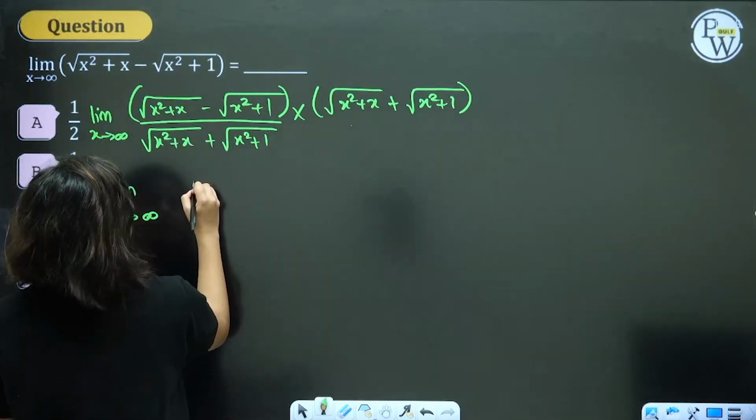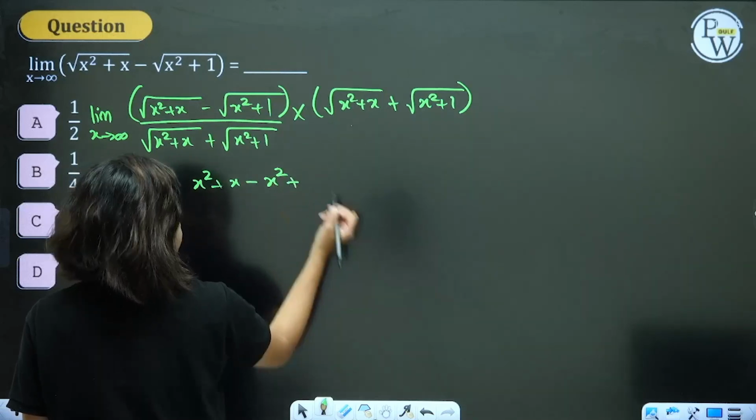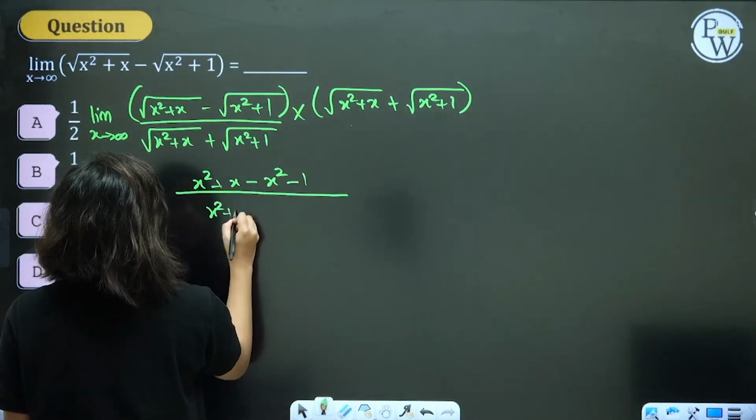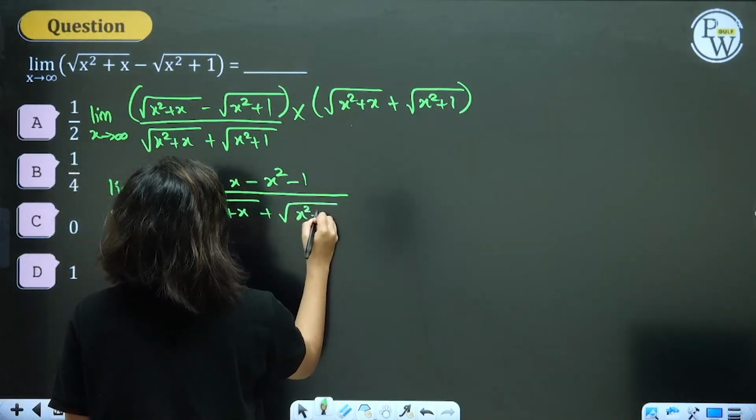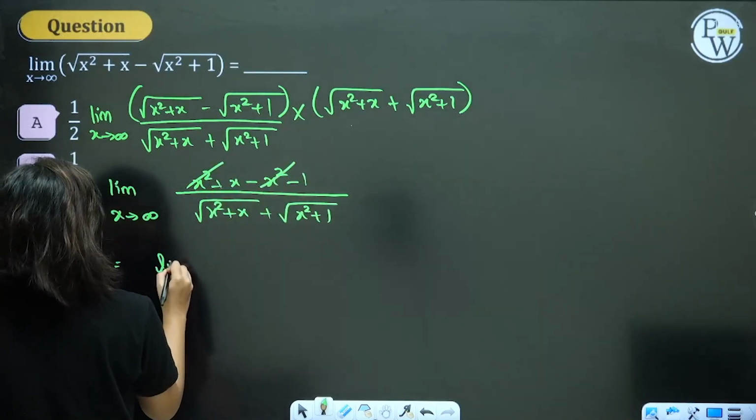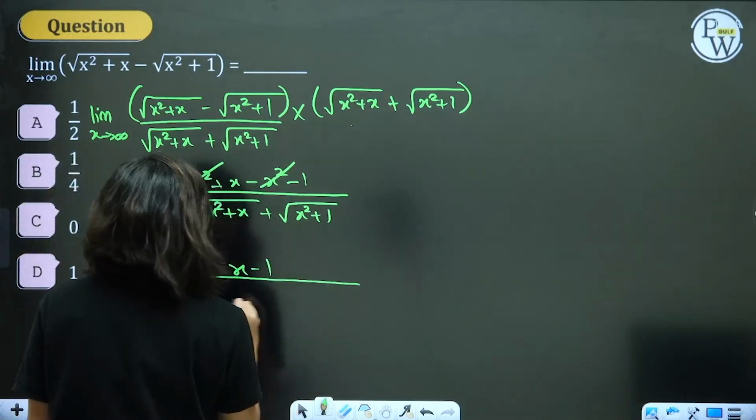A minus b, a plus b is a square. First term minus second term. Plus becomes minus upon x square plus x plus root of x square plus 1. X square cancels. Numerator is left with x minus 1. Numerator is x minus 1.